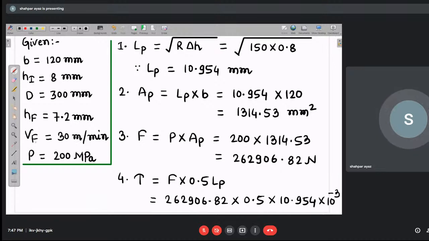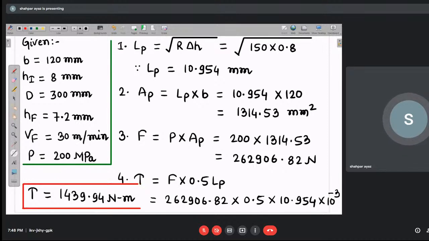So till now, is everything clear? Why have I converted it into 10 to the power minus 3? Because it will become meter. Newton meter is the standard unit of torque, because it is given in mm. So 0.5 LP means 0.5 into 10.954 into 10 to the power minus 3. This is your 431,439.94 Newton meter. Clear, all of you? This is your torque. Now omega is not given.